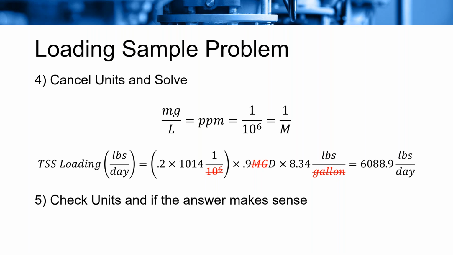So that 10 to the 6th cancels out with the M in the 0.9 MGD, and then the G is gallons, and that cancels out with the gallons in the third term. If we multiply straight across, we get 6,088.9 pounds per day of TSS loading, based on our concentration. This is a reasonable answer and our units make sense, so we'll go ahead and decide that this is a good answer for us.